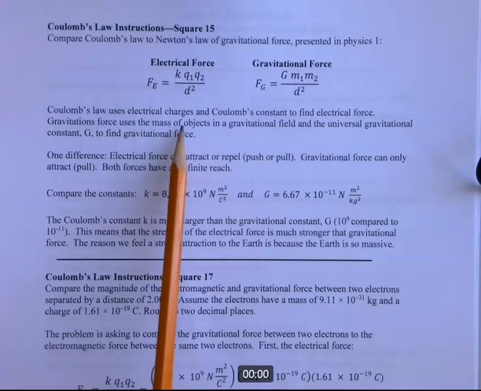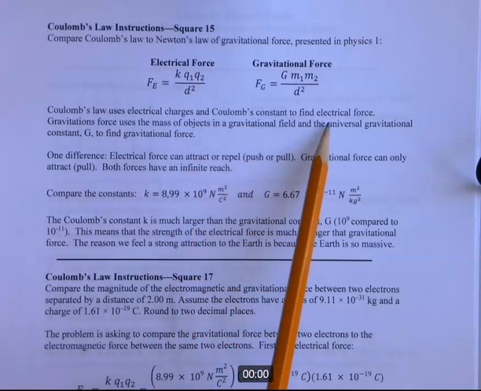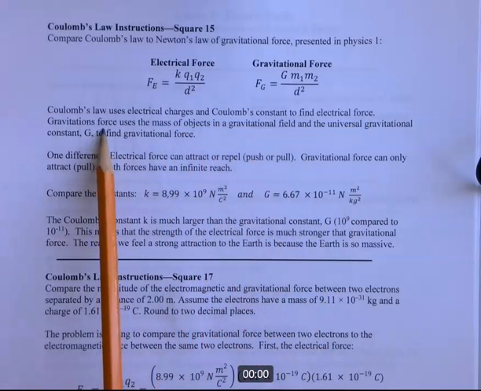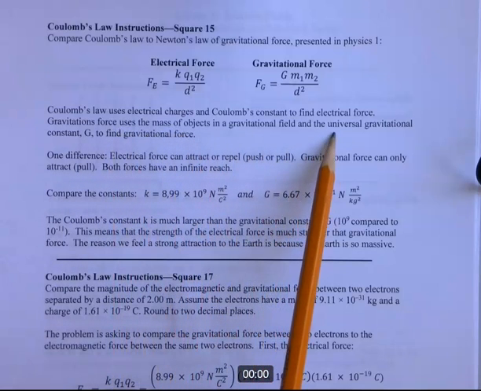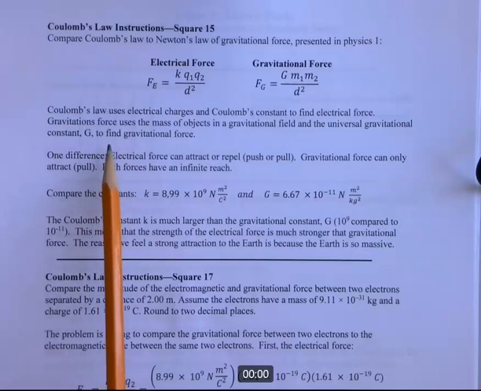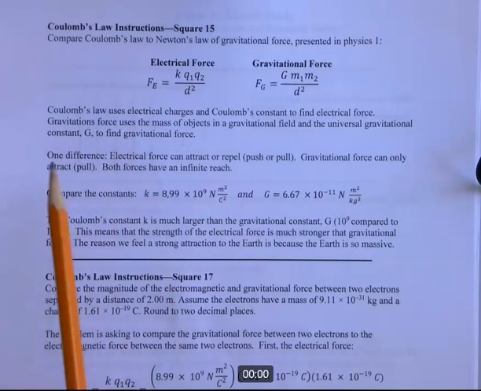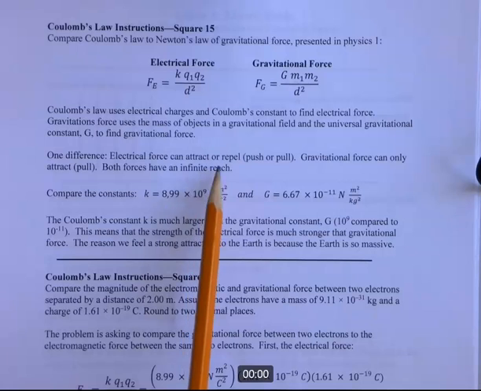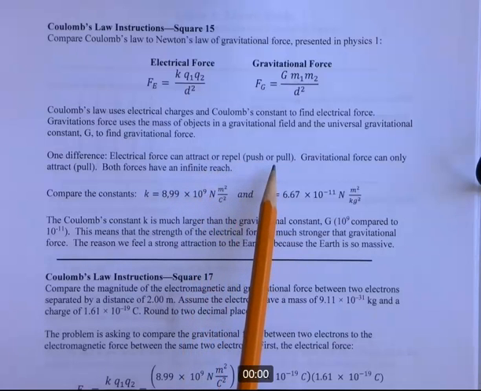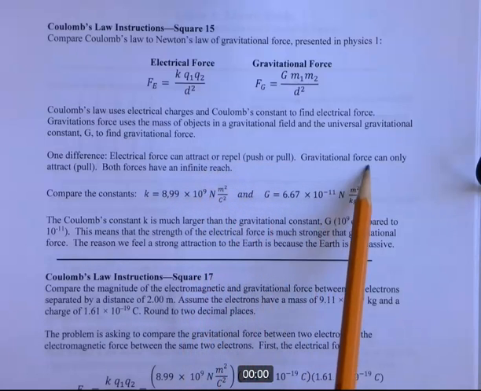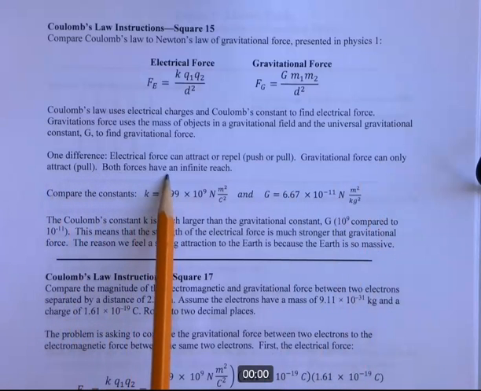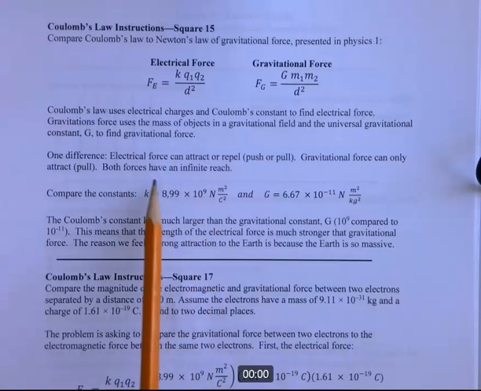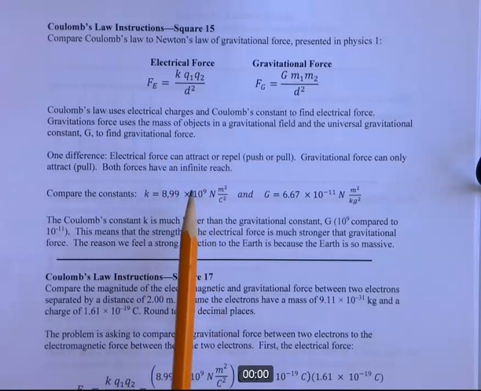Coulomb's law uses electrical charges and Coulomb's constant to find the electrical force. Gravitational force uses the mass of objects in a gravitational field and the universal gravitational constant G to find gravitational force. One difference, electrical force can attract or repel, that is push or pull, an electrical charge. Gravitational force can only attract, that is pull. Both of these forces have infinite reach. That's okay, theoretically, but not practically. You get far enough from the Earth, you're not going to feel its reach.